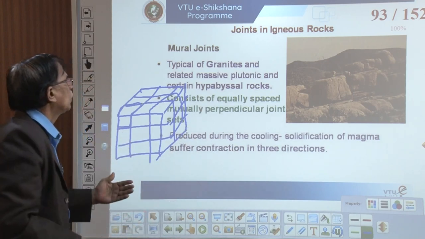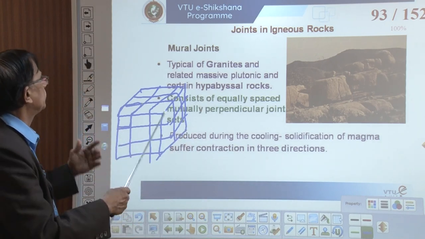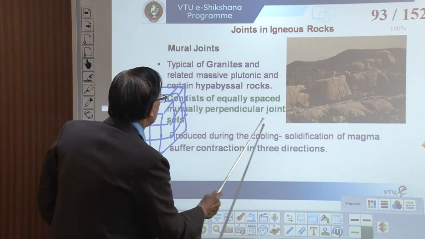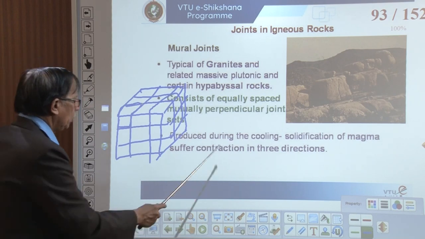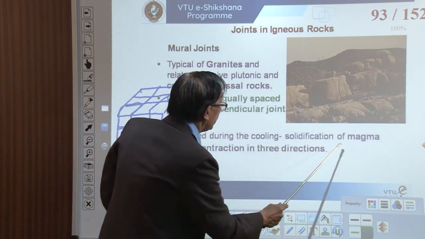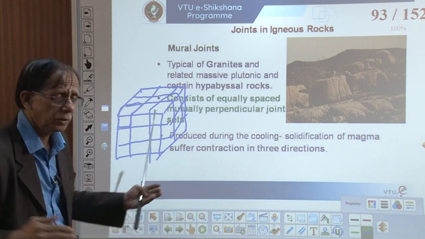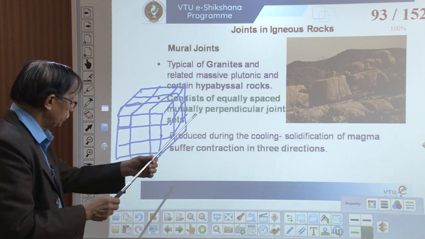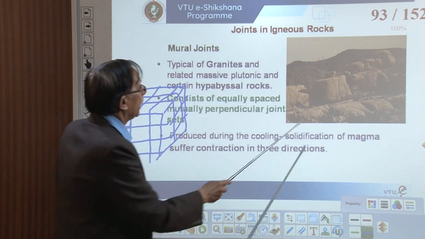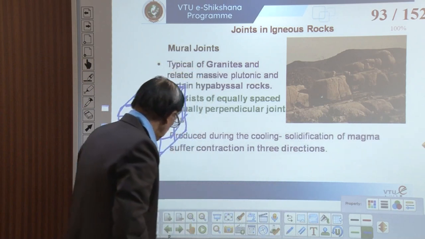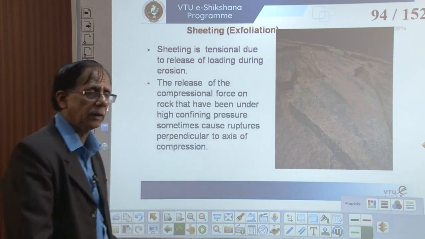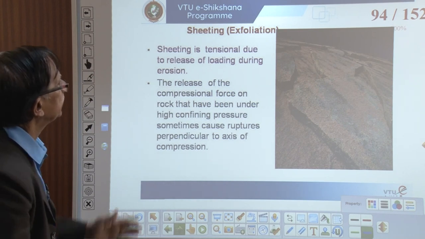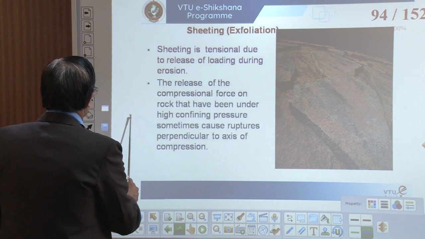These are common in plutonic igneous, massive igneous rocks. They consist of equally spaced, mutually perpendicular joints. They are all produced during solidification of magma, which suffers contraction due to the cooling effect. This kind of joints are more regular and have regular spacing, so it becomes easy to understand their extent and depth, etc. Sheet exfoliation, just now I showed, this is a sheet.